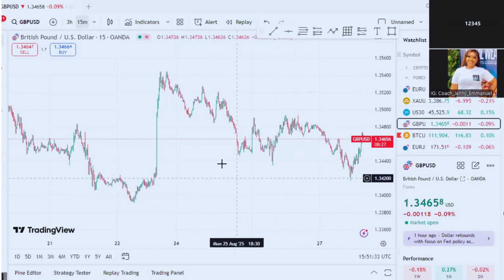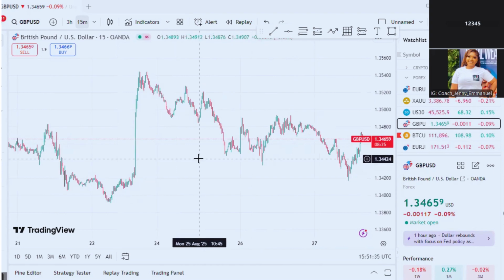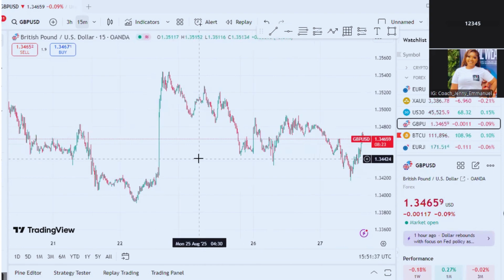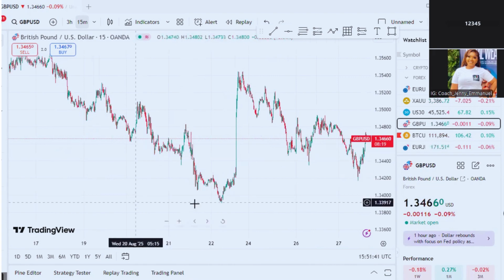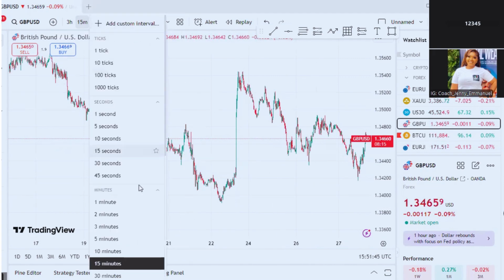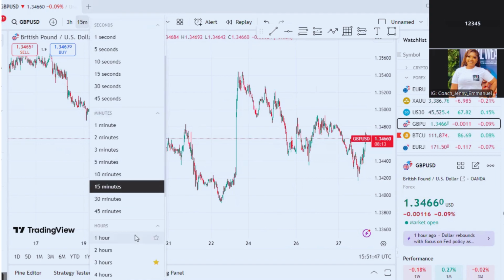Okay, so guys, this is the chart. You can see this. So now let's identify supply and demand. It is 15 minutes. Like I said, I'm an intraday trader. If you want to know when best to apply higher time frames, you can go to my other teachings.